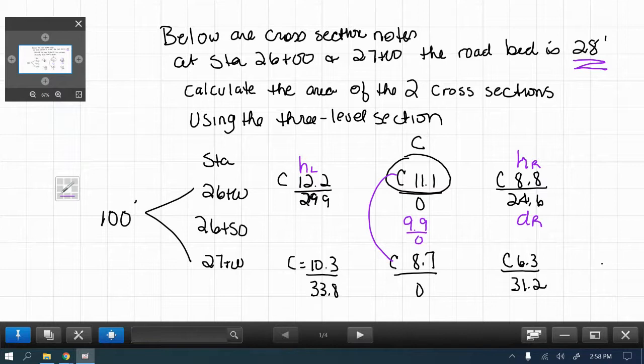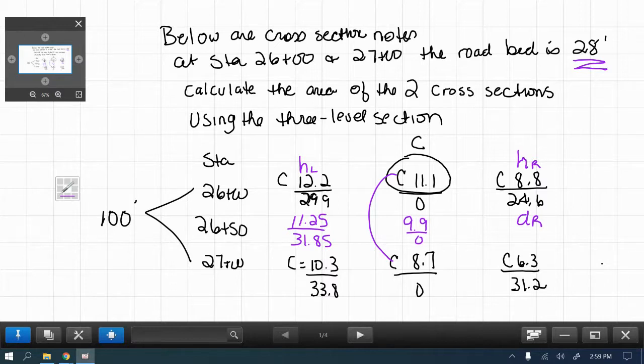Now you have to do the same thing on the left. You have to do the two heights left, and then you also have to do the two distances left. So if I say 29.9 plus 33.8 and divide that by 2, then this should be 31.85. And the 10.3 plus 12.2 and divide that by 2. So that would be my cross section to the left.